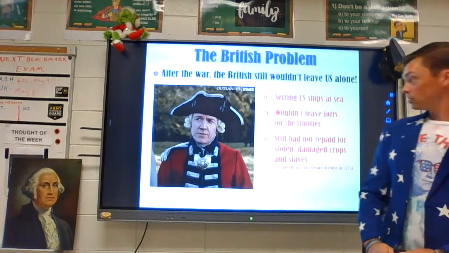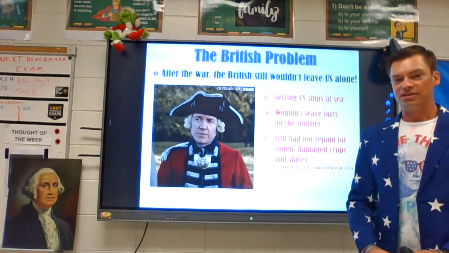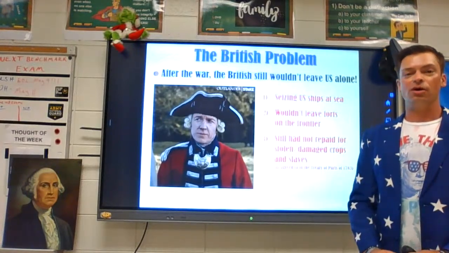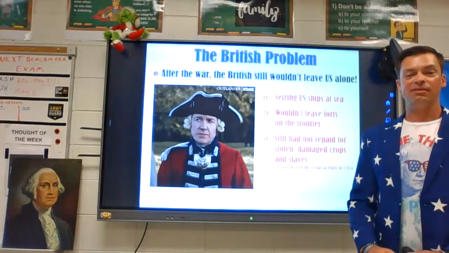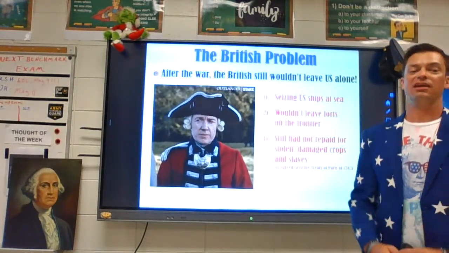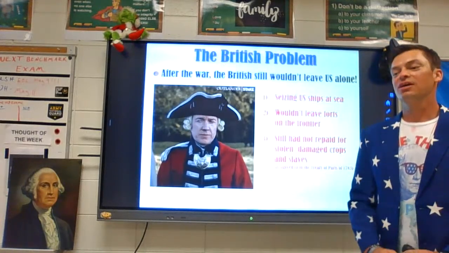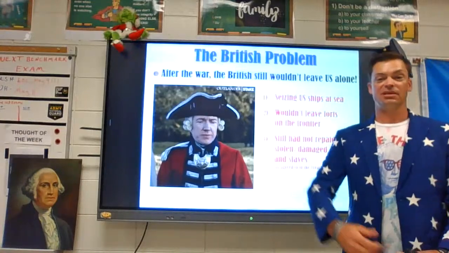Two, they wouldn't leave forts on the frontier. They left inside of the 13 colonies, but remember, we gained land all the way up to the Mississippi River, and the British did not vacate many of those forts. So even though they weren't actively fighting and there weren't battles, they're just still there, which they weren't supposed to be. Part of the treaty was that they would leave.